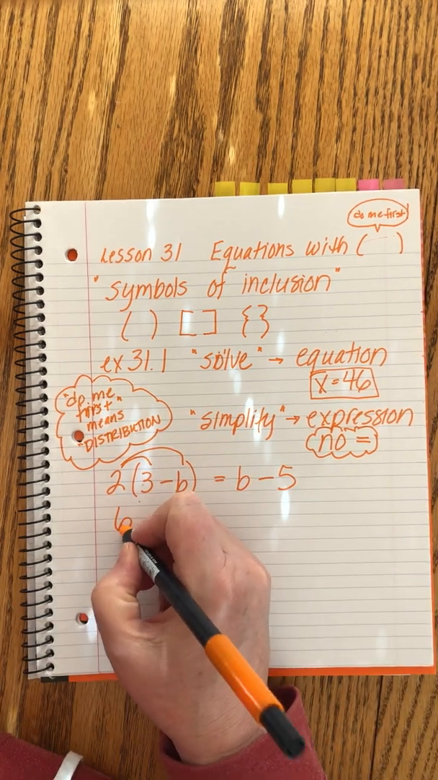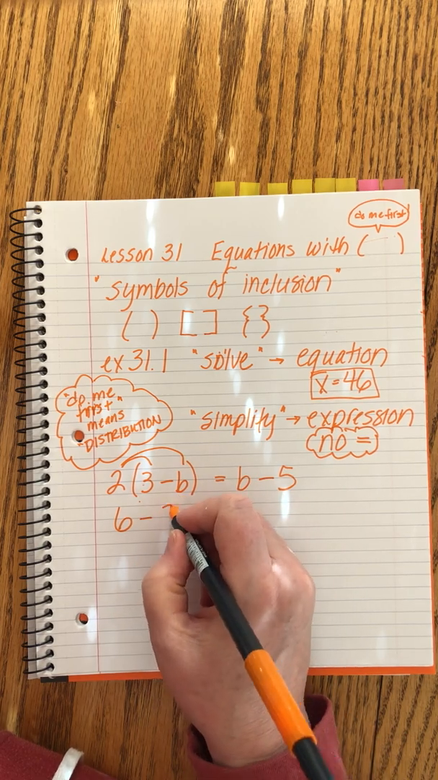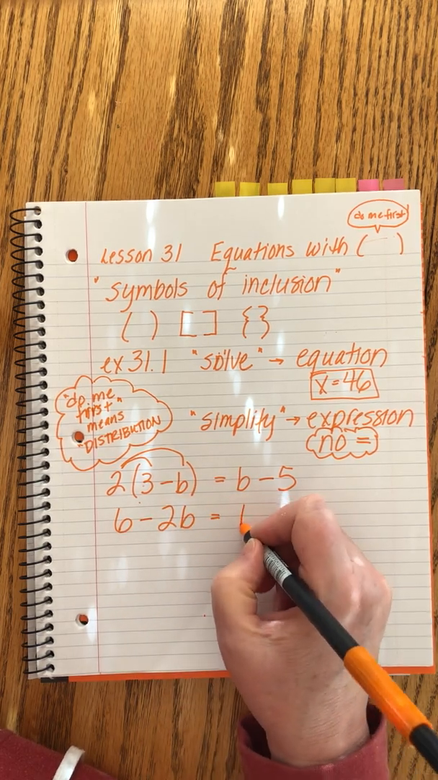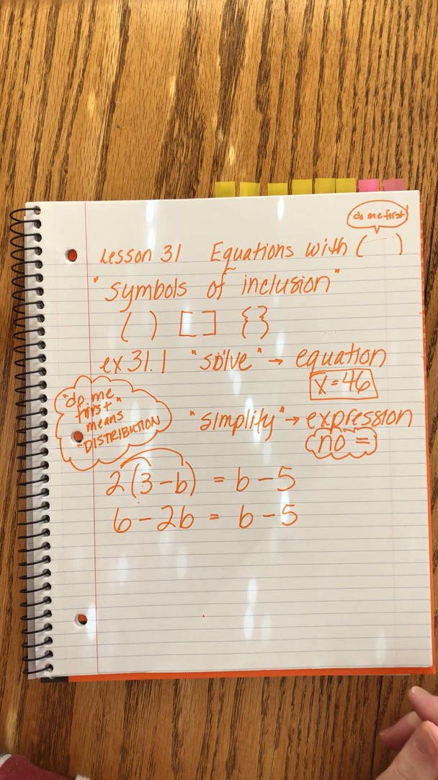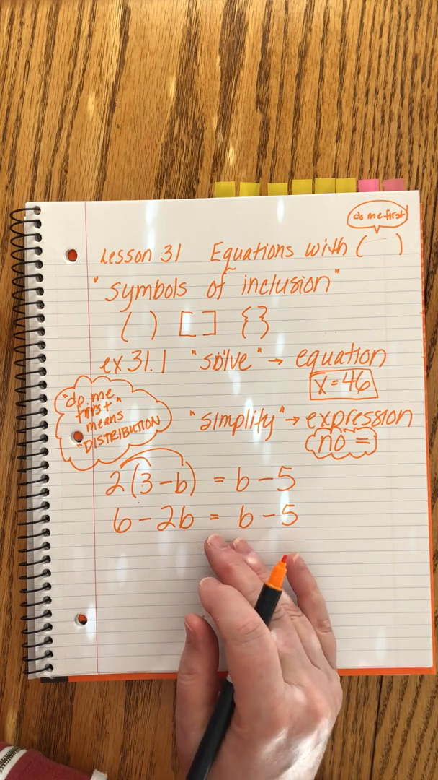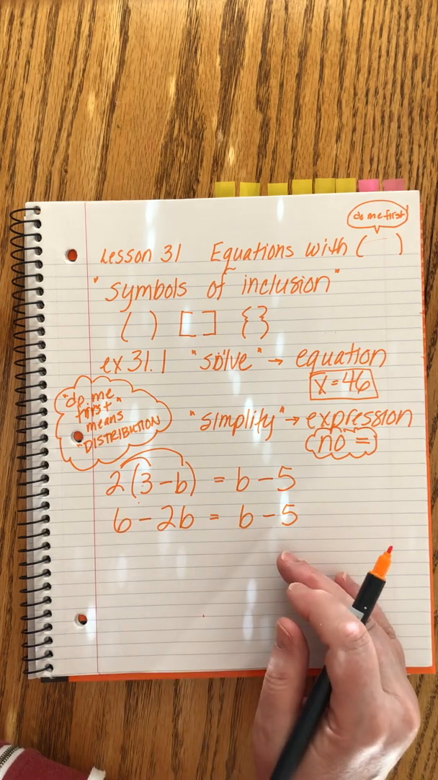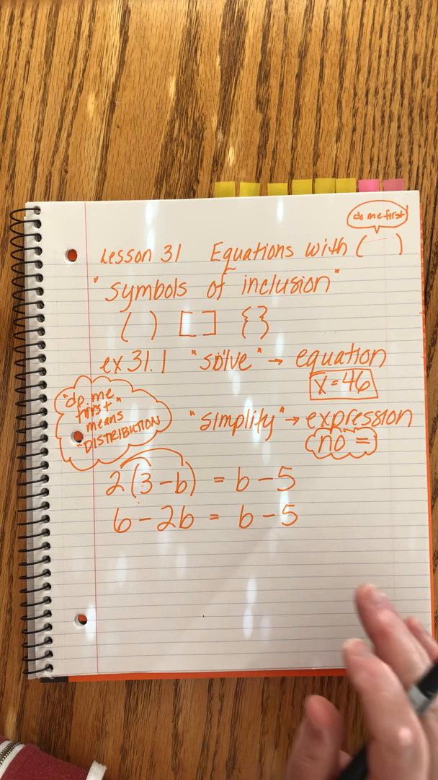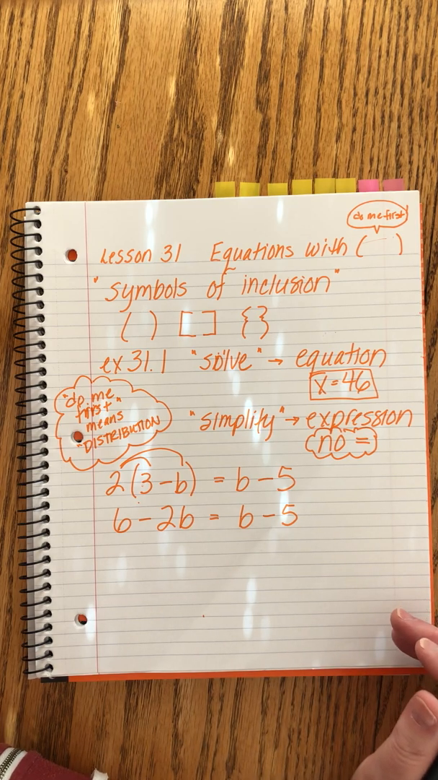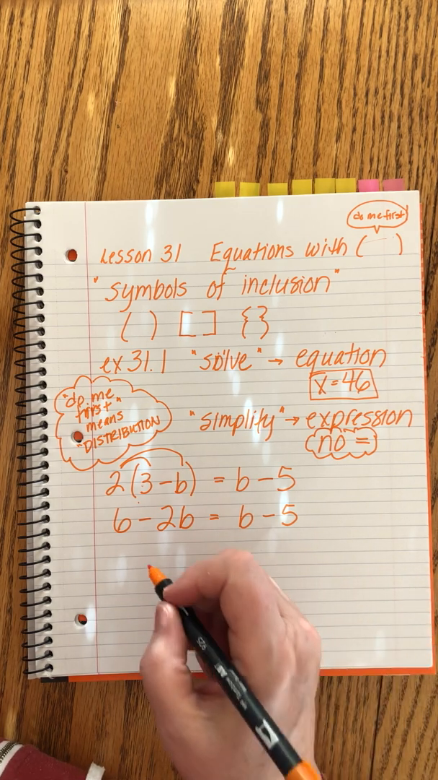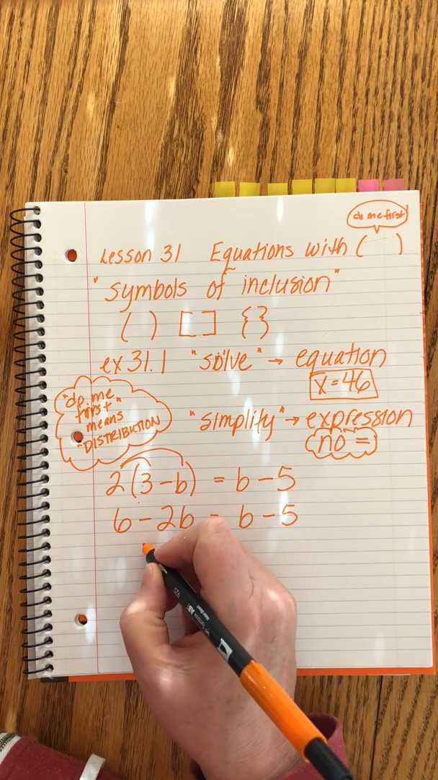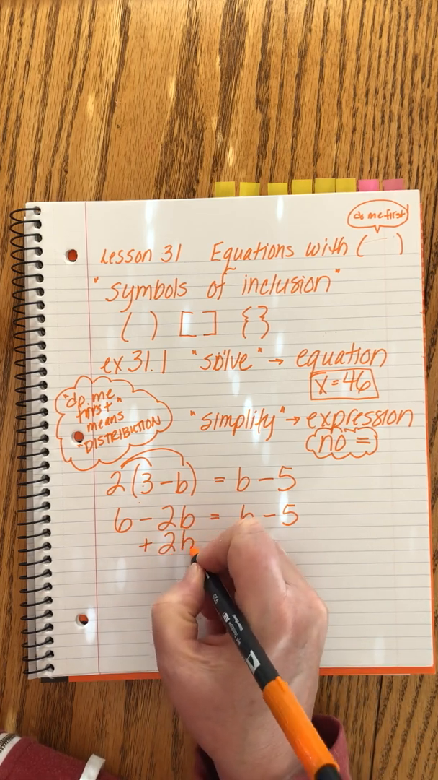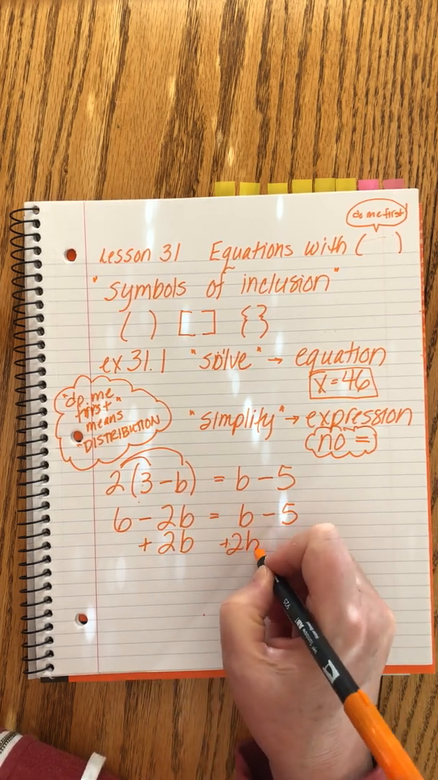2 times 3 is 6. 2 times minus b is minus 2b. And the other side is unchanged. We just copy it along. All right. Well, we can either swim the b's to the left or the right, and then swim the plain numbers to the other side. It's totally our choice. Just randomly, if you were here, I would let you choose, but you're not. So I'm going to choose to add 2b to both sides.